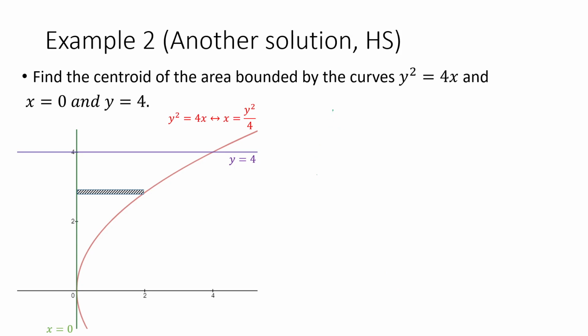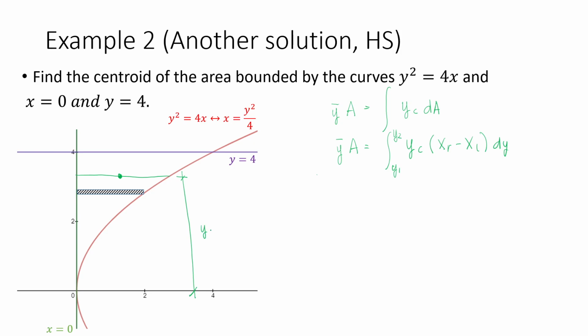So for bar y, so y sub c and then differential area. So defined further as bar y times area is equal to, again, since we're using a horizontal strip, y sub c times x right minus x left dy from y1 to y2. So again, y sub c, let's say we convert your strip into a line, then this one is the centroid. So going towards that location is just y units, diba? So that's why y sub c is equal to y only.